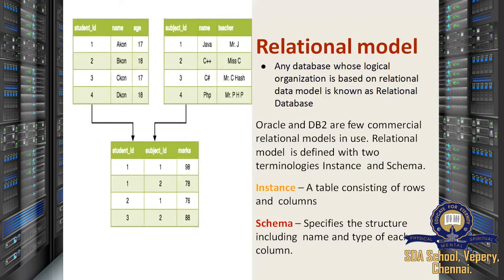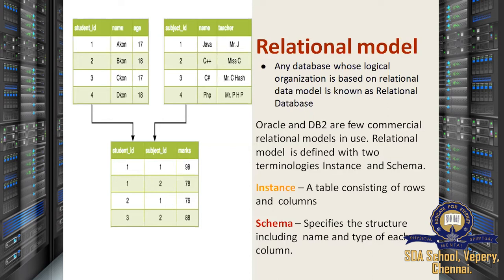The next model is relational model. Relational model is one of the most important models because most of the DBMS support your relational database model. They define relational model like this. Any database whose logical organization is based on relational data is known as relational database. Whenever you talk about relational database system, your relational database system is made up of tables.